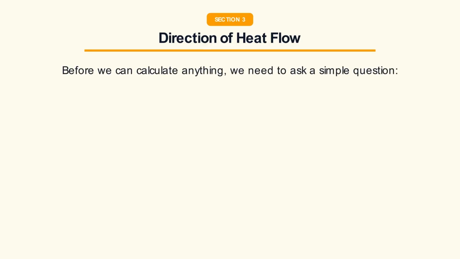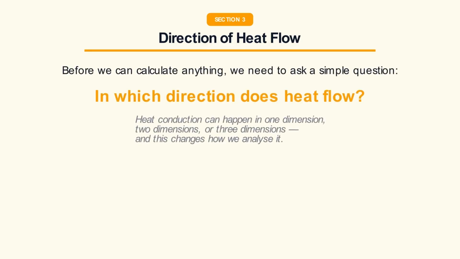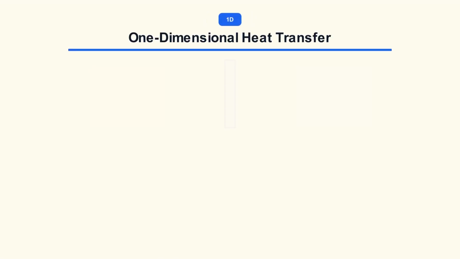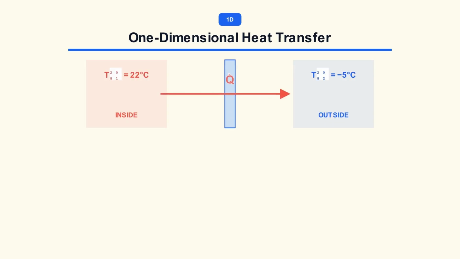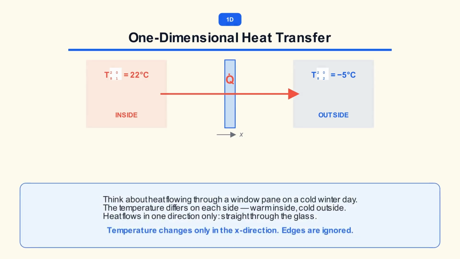Before we can calculate anything, we need to ask a simple question. In which direction does heat flow? Heat conduction can happen in 1 dimension, 2 dimensions, or 3 dimensions, and this changes how we analyze it. Think about heat flowing through a window pane on a cold winter day. The temperature is different on each side, warm inside, cold outside. Heat flows in one direction, straight through the glass from hot to cold.